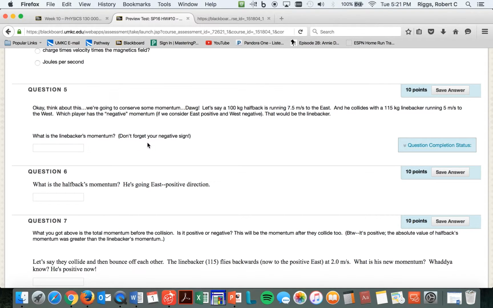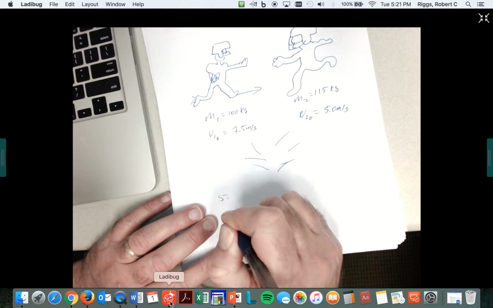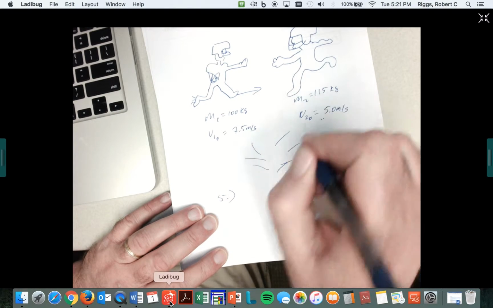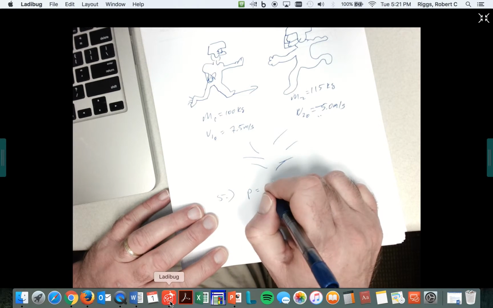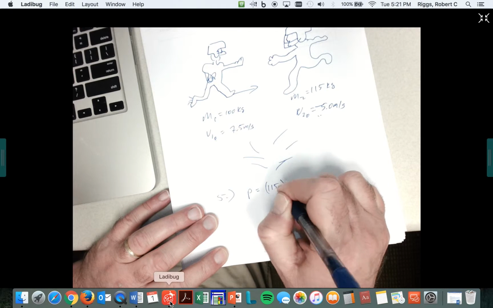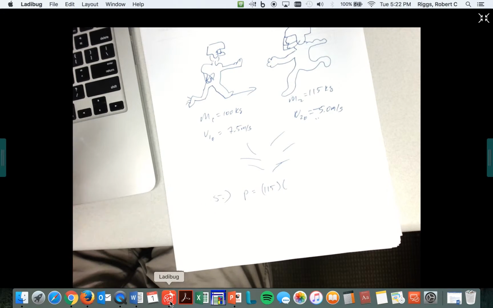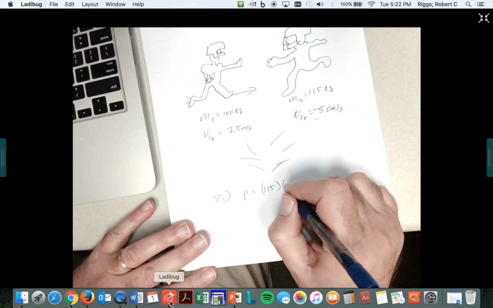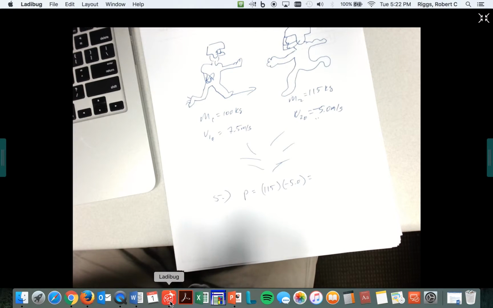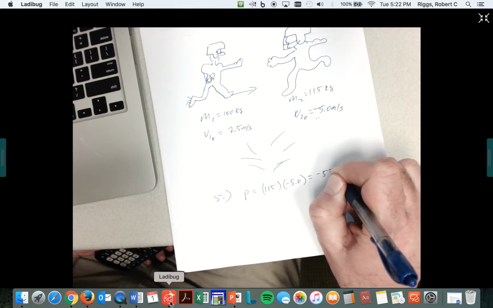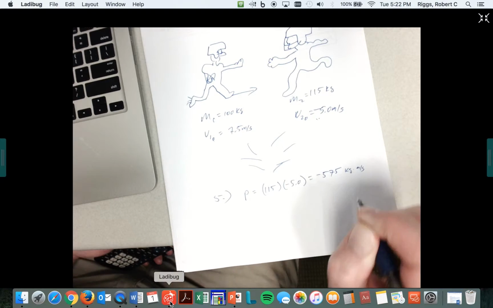Okay, the linebacker is negative, so he's going 115 times negative. I'll show you. So to answer question 5 then, his momentum is equal to, because he's going in the negative direction, 115 kilograms, which is neutral. Kilograms are just a magnitude, and then times negative 5.0, and we get 115 times negative 5.0 is equal to negative 575 kilogram meters per second. So that's what he is.